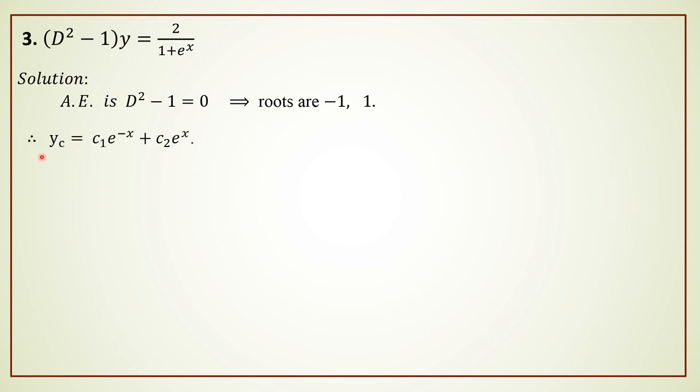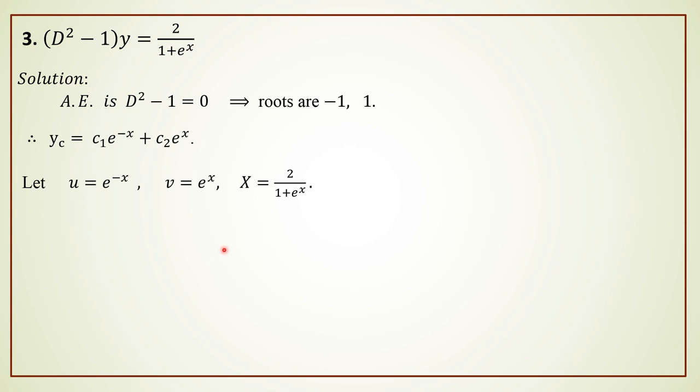Hence, the complementary function yc is equal to c1 e^(minus x) plus c2 e^x. The term associated with an arbitrary constant c1 is u and that of c2 is v over here. Therefore, u is equal to e^(minus x) and v is e^x. And capital X over here is 2 divided by 1 plus e^x.